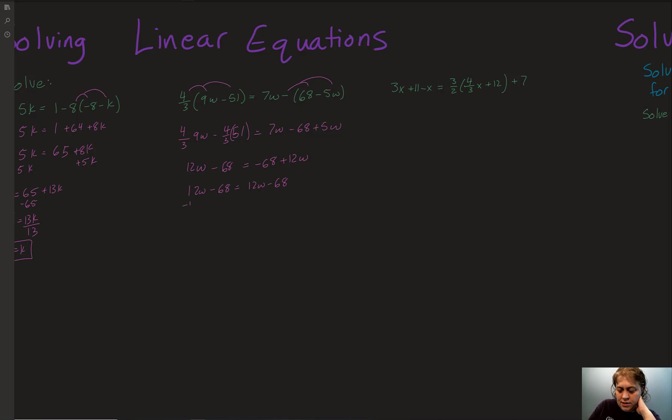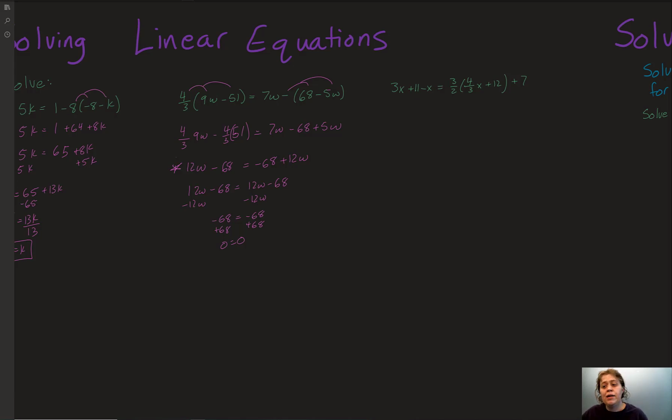If I try and move things to the same side of the equation here, shenanigans. 0 equals 0. So technically I could have stopped back up here as soon as I realized that I had the same thing on both sides of the equation. It does not matter what value I put in there for w, it's always going to be true. I can plug in 2. 12 times 2 minus 68 is going to equal negative 68 plus 12 times 2. I could put in 100 bazillion gazillion and it would still work.